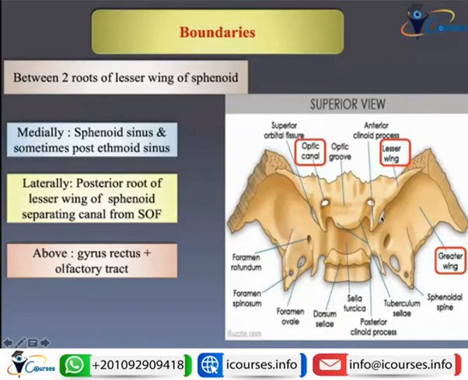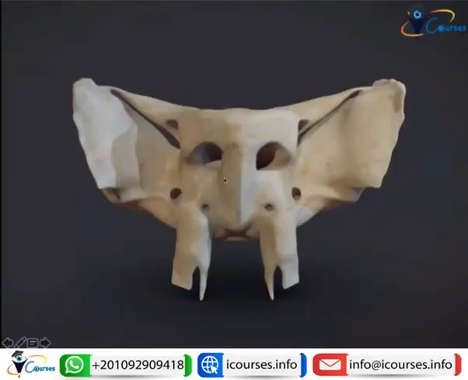So here is the superior orbital fissure, and here is the optic canal. Separating both of them will be the posterior root of the lesser wing of sphenoid. Above the lesser wing of sphenoid will be what's called the gyrus rectus and the olfactory tract. So just imagine that this is the sphenoid bone, and it is a 3D bone.